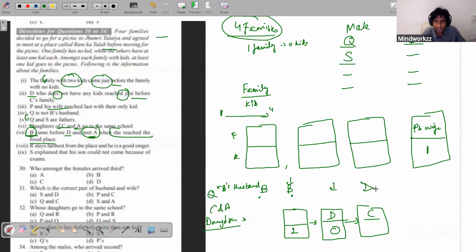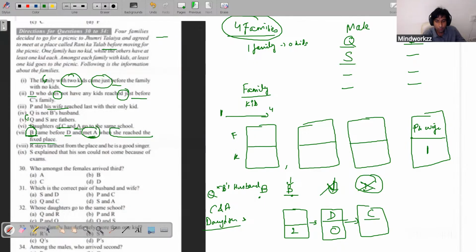But we know A is definitely not coming here, because if A was coming in the last place, then how would B have met A, right? So that means whenever B came, A had come before, right? So that is again very important. Okay. So if B came before D, then B cannot come here. B definitely cannot come here.